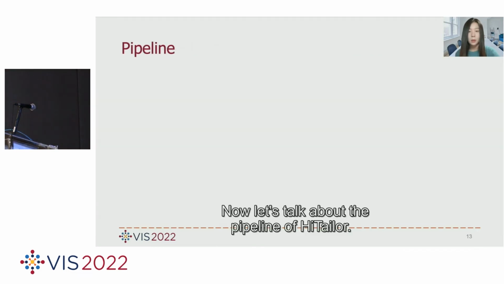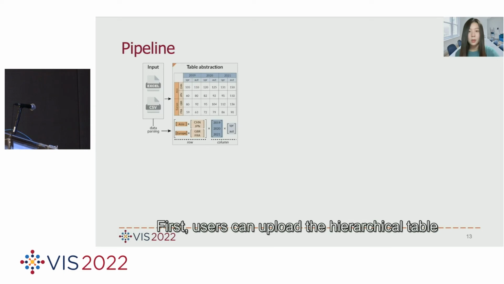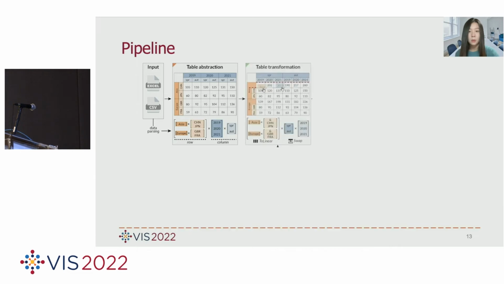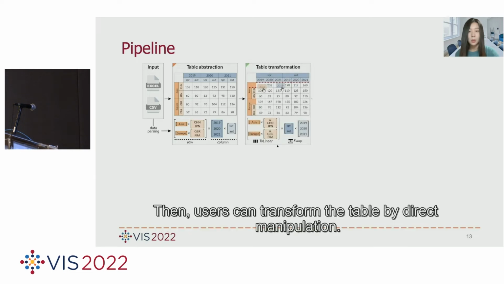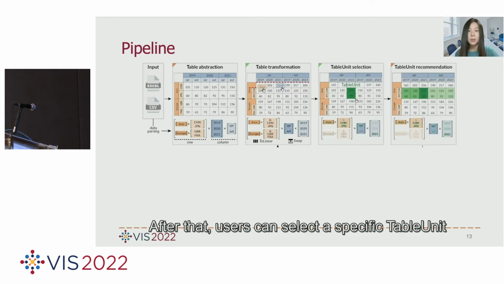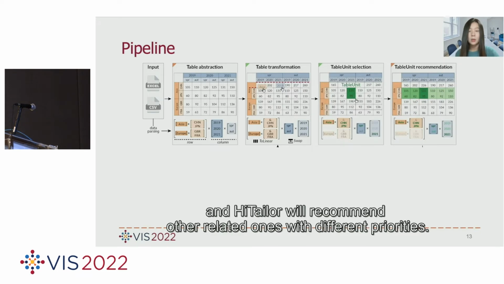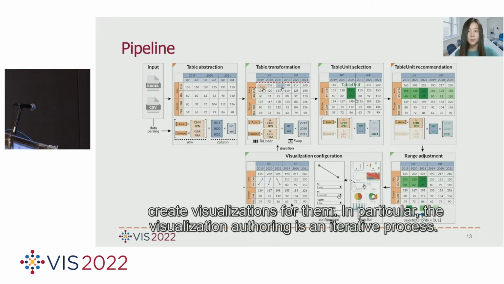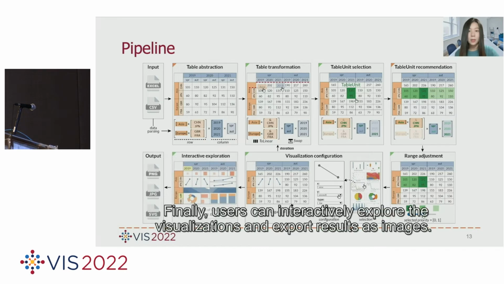Now let's talk about the pipeline of Hightailor. First, users can upload a hierarchical table and Hightailor will parse its headings and construct an abstract model. Then users can transform the table by direct manipulation. After that, users can select a specific table unit and Hightailor will recommend other related ones with different priorities. By setting the priority range, users can determine a series of targeted table units and create visualizations for them. In particular, the visualization authoring is an iterative process. Finally, users can interactively explore the visualizations and export the results as images.